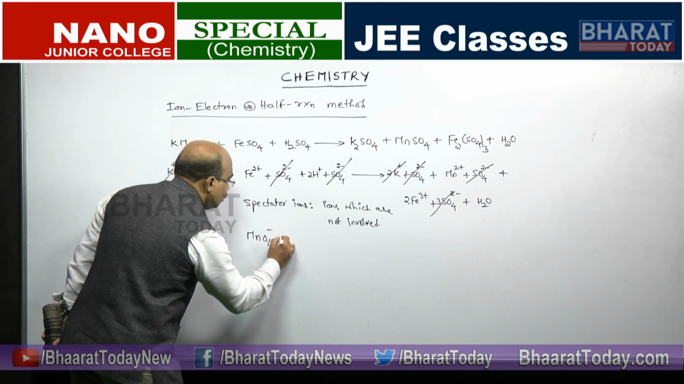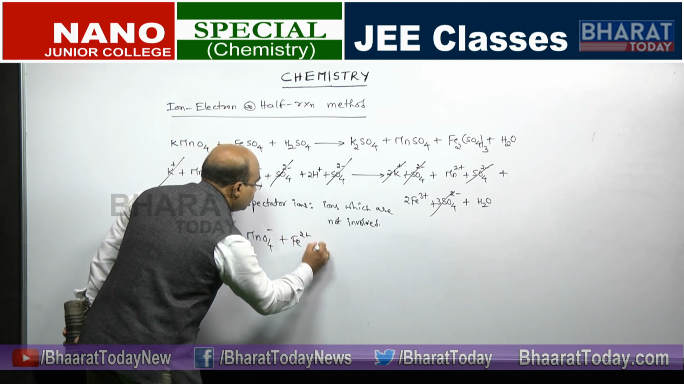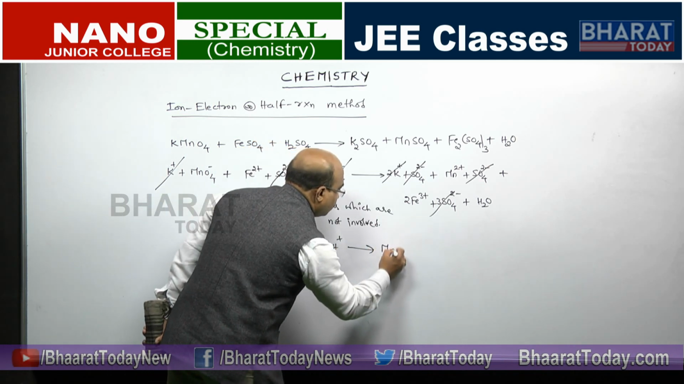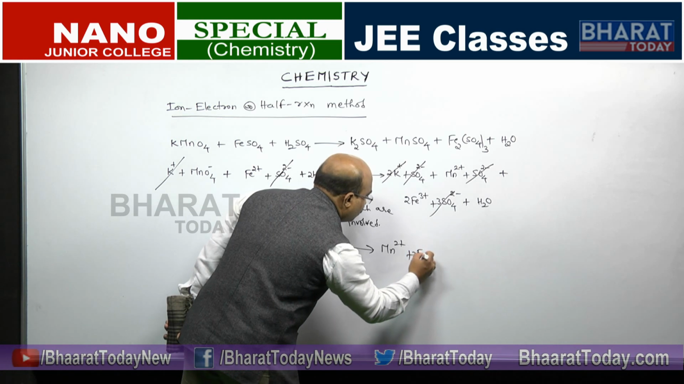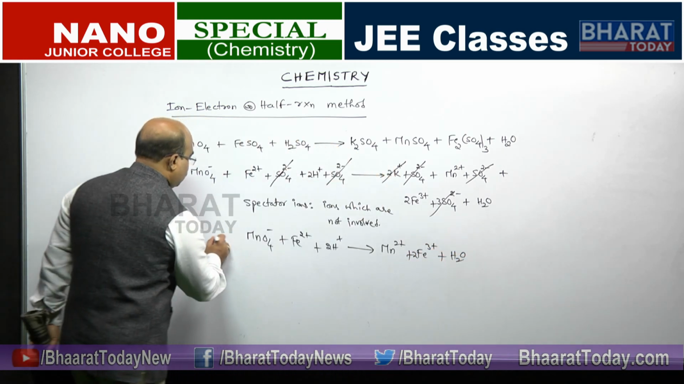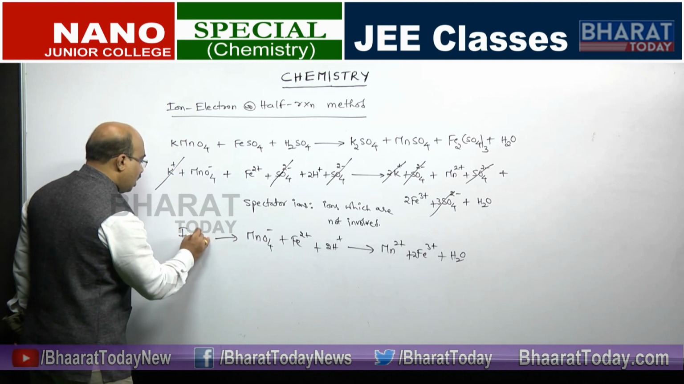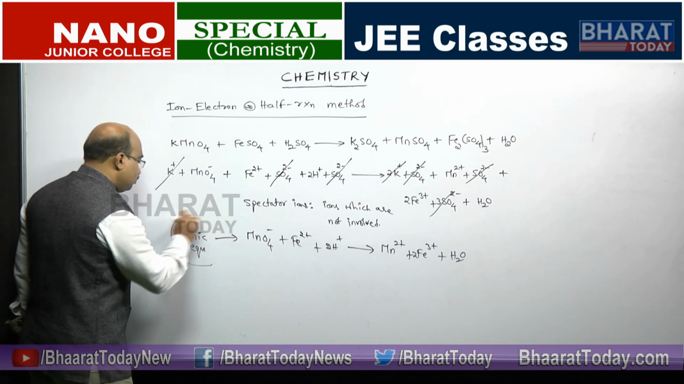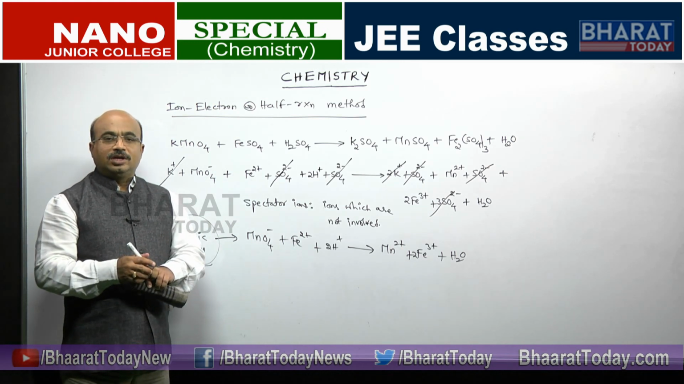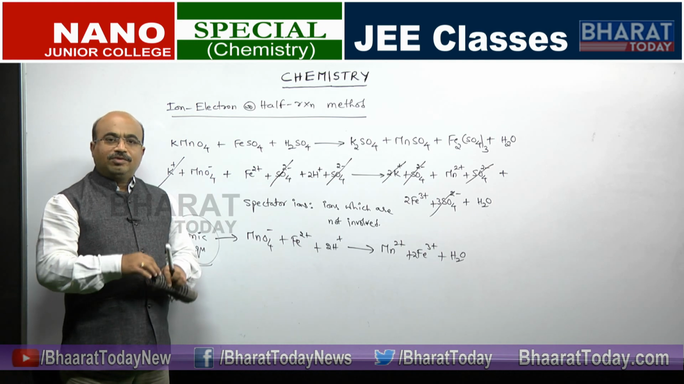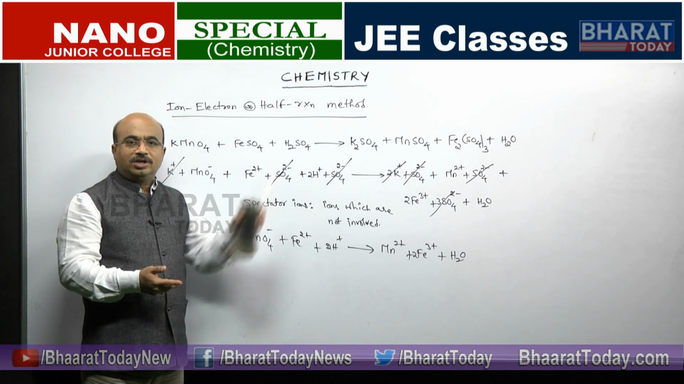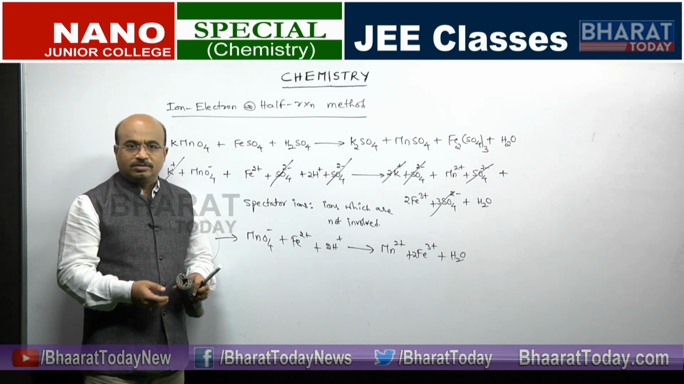MnO4 minus, Fe2 plus, 8H plus, giving Mn2 plus, Fe3 plus, H2O. This equation is called an ionic equation. For us it will always be given directly, and in the next class we will see, if an ionic equation is there, how we should proceed by this method to balance the equations. Clear?